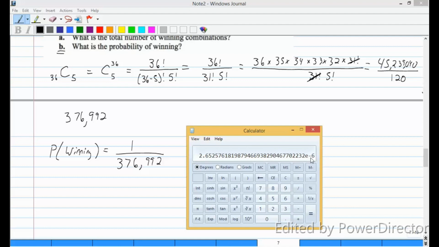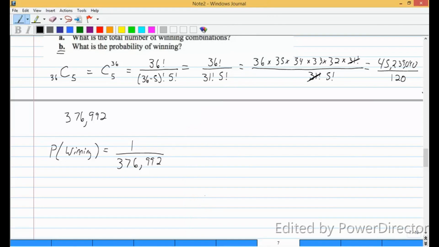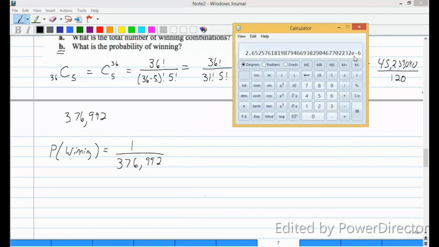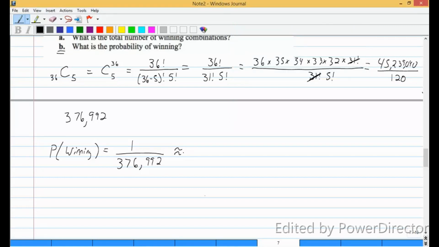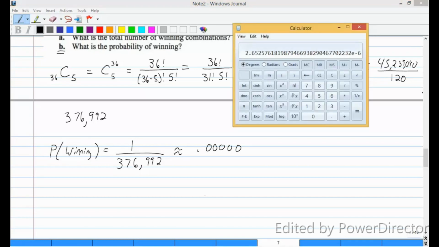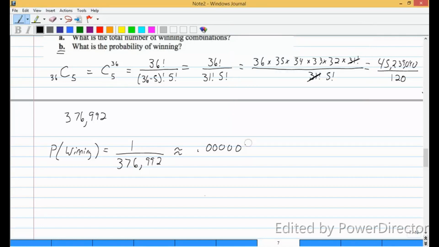So you can see it has to write this as scientific notation because it's so small. It was times 10 to the negative 6. So I'd put 5 zeros, 0.00000, and then 265, I'll leave it there. Really small probability. If you think about that as a percentage, that's still 0.000265%.